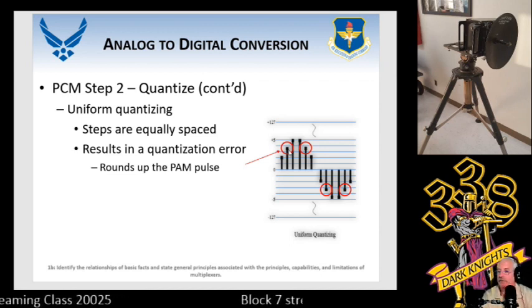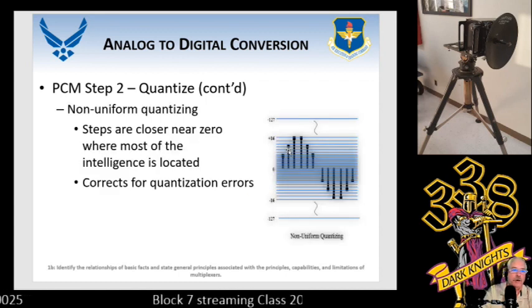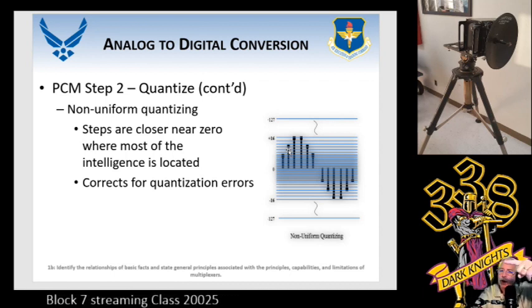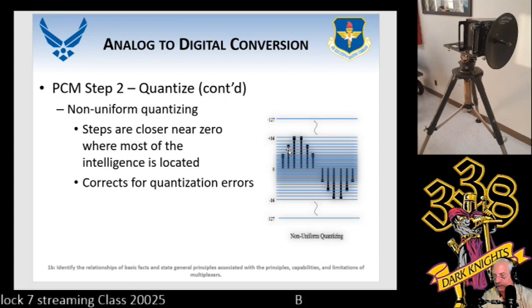These errors, if there is a lot of them, will sound a little bit like distortion. At least that's the way they classify it when you Google that. When you get into non-uniform quantizing, what they've done is they said, you know, most of our voices is between this level and this level. And what we're going to do is cram as many lines as we can so we don't have as many quantization errors.